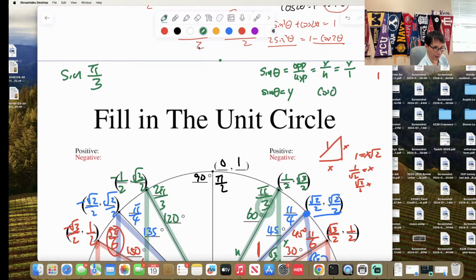Cosine of theta is always equal to x over h. Again, x over 1, because the unit circle radius is 1. So cosine theta is x. Now, that makes tangent of theta equal to y over x. And that's the thing. So what is sine of pi over 3?